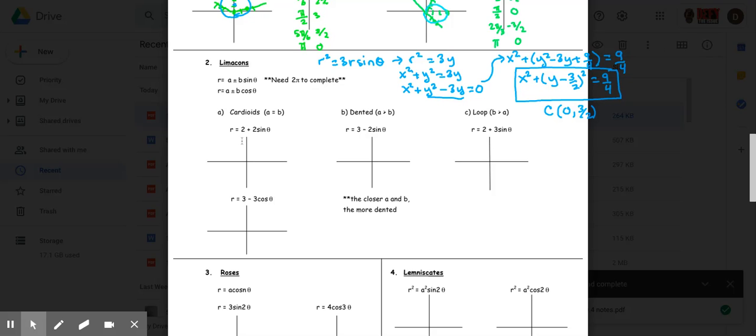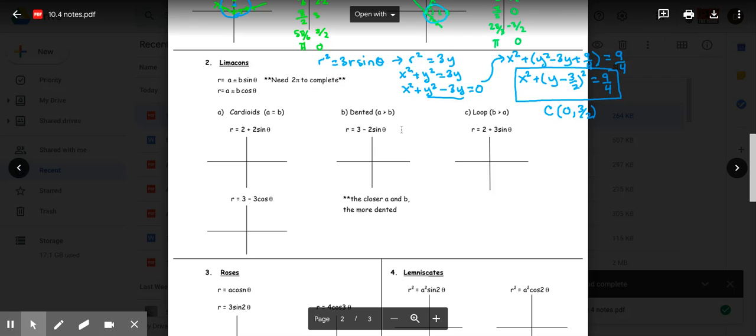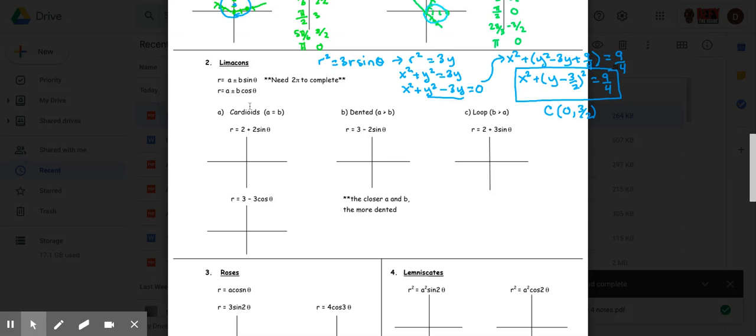We're not going to do every single one in detail, but I do want to show you a couple. This is the format r equals a plus or minus b sine theta. When it's in terms of sine theta, you should know that it lies more on the y-axis, and when it's in terms of cosine, it lies more on the x-axis.